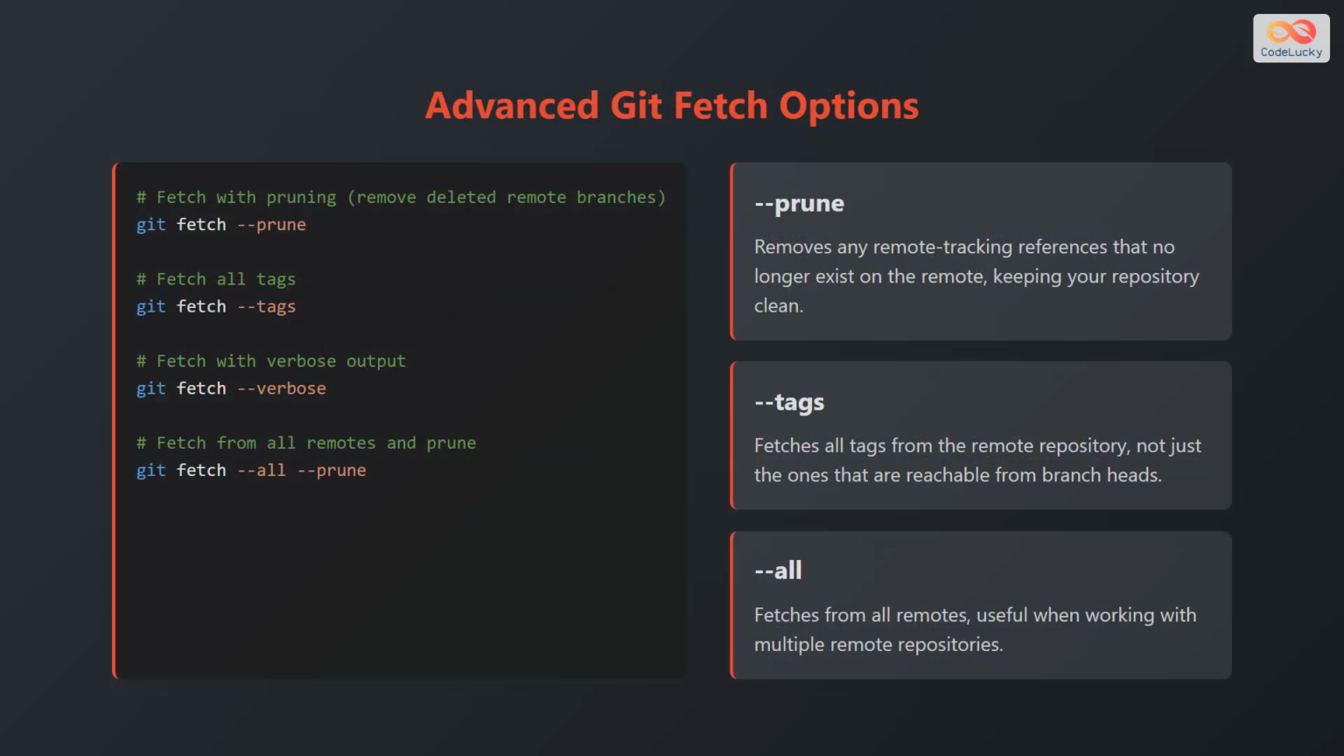Now, let's explore some advanced options that you can use with Git Fetch. The --prune option removes any remote tracking references that no longer exist on the remote repository, which helps keep your repository clean and tidy. The --tags option fetches all tags from the remote repository, not just the ones that are reachable from branch heads. This is useful if you need to keep your local repository synchronized with all tags. You can also use --all with --prune, like this, git fetch --all --prune. This command fetches from all remotes and removes any obsolete remote tracking branches.